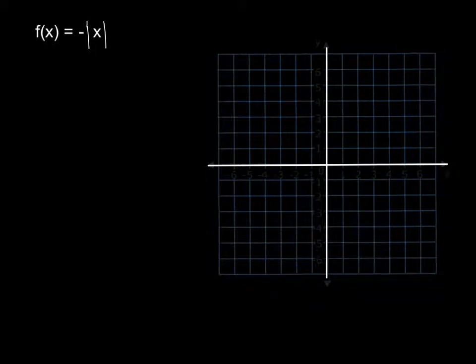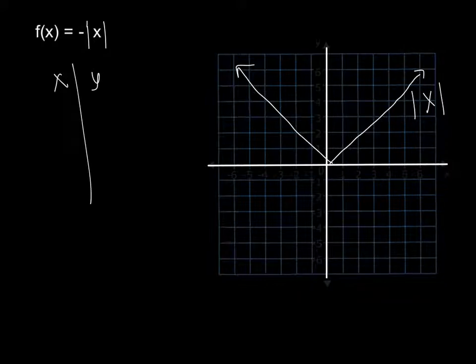Now we're going to tack on a negative. So again, let's start with our absolute value of x. This is called the parent function. It's the normal one. And then what we're going to do is apply a negative outside. So we're going to do negative 1, 0, and 1.